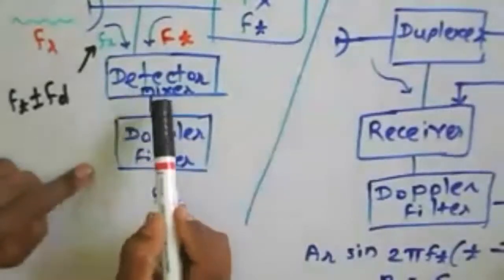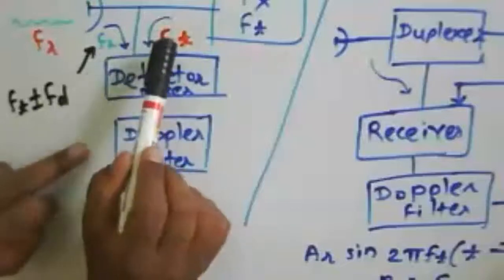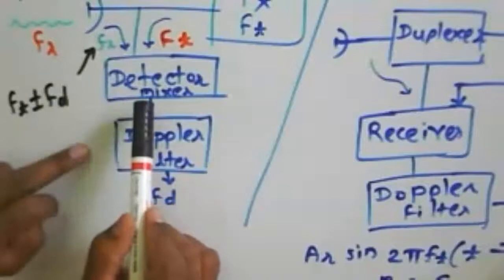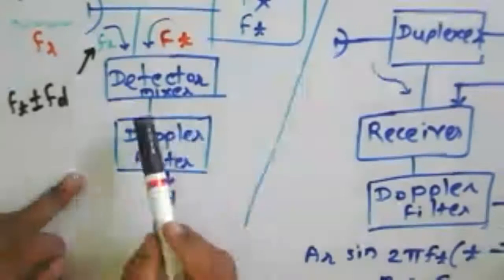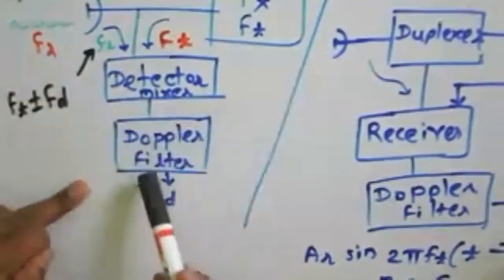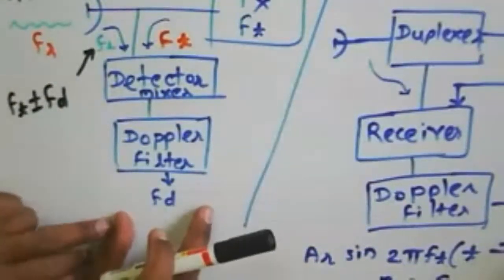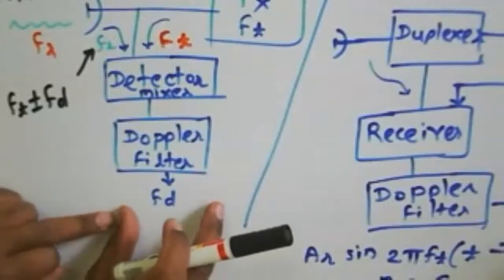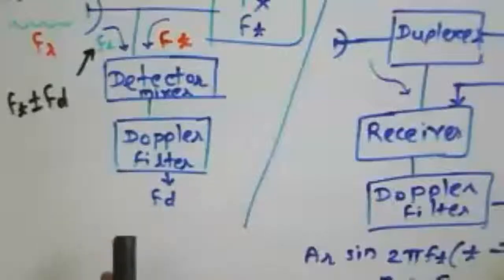And then at the mixer we get, this FT is to be removed, so we have only the signal frequency, it consists of only the echo signal. Then we use a Doppler filter, so that will extract only the Doppler frequency signal there. Through that we can identify the moving target there. So this way we can find out using a continuous wave radar.